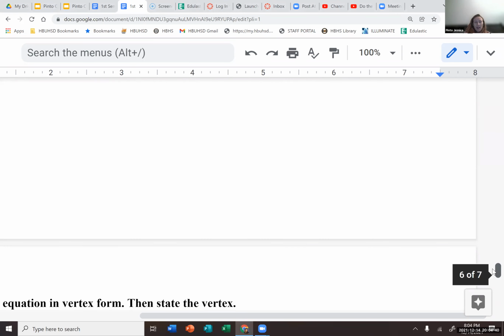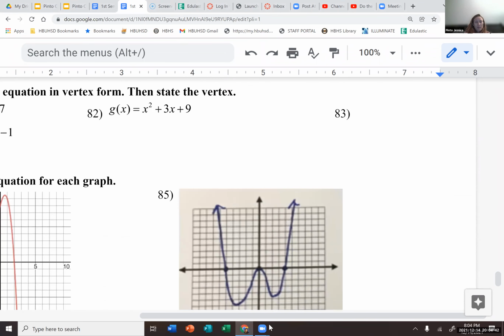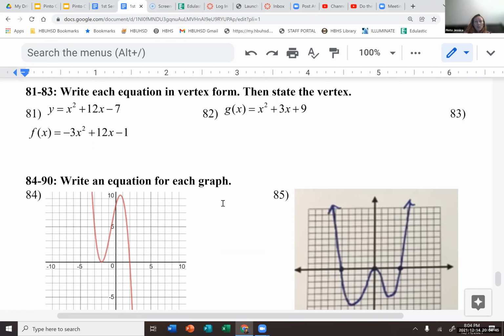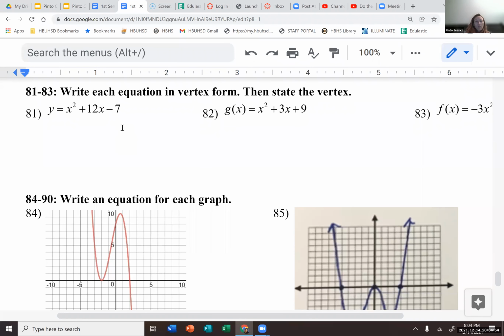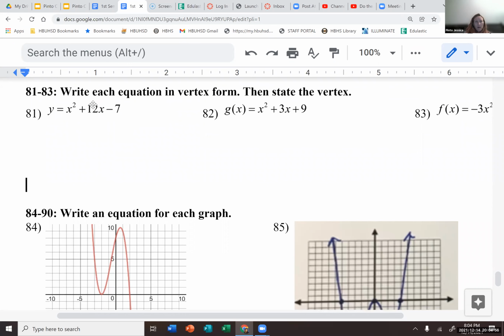The next set of problems says: write each equation in vertex form and then state the vertex. Oh, cool. Are these all in standard form? I think they are. So for standard form, we need to know the formula for the vertex: h is equal to negative b over 2a. So on h, I'm going to find negative b over 2a.